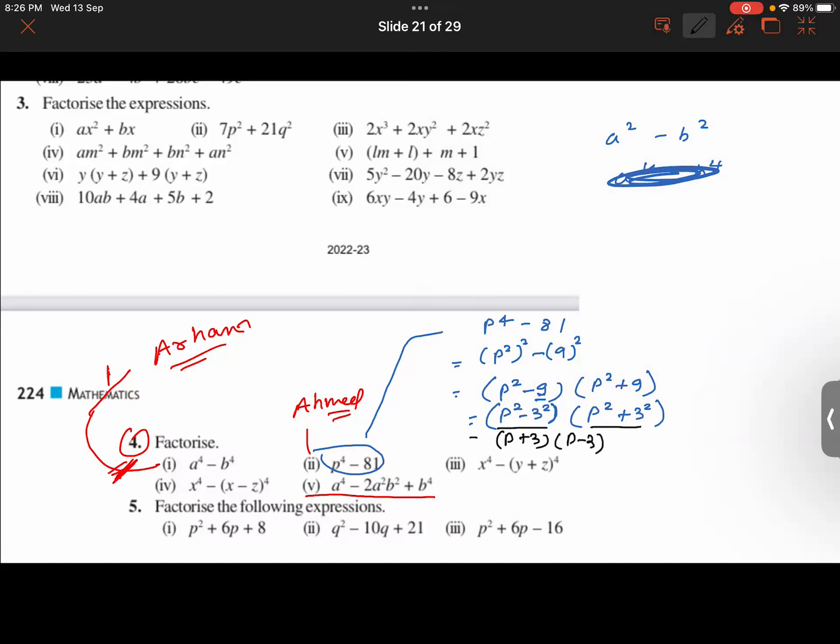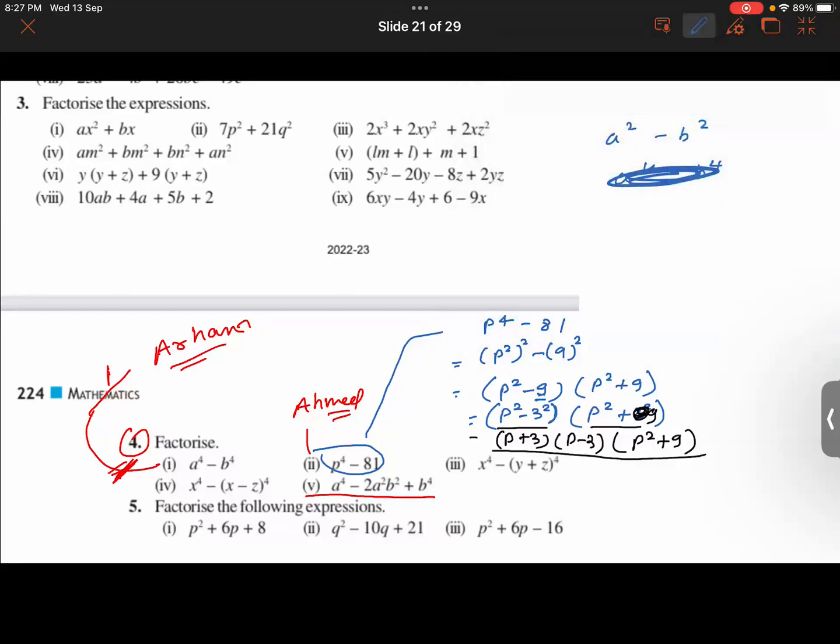And this you simply let it remain as it is. Don't write it like this. So it will be simply left at p square plus 9. Getting it now? Is this question clear to you guys or not? Yes, sir. Good. Well done, Ahmed.